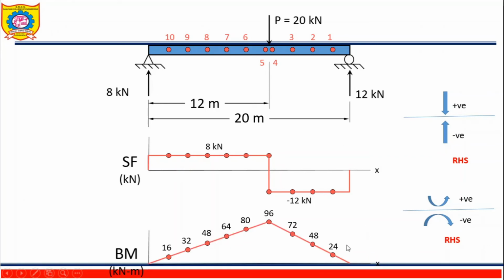At this point, the bending moment is 0. We have to find the bending moment above this point. In this diagram, it has shown the shear force and bending moment at the 2 meter point, and then the diagram is drawn. So likewise, we have to find the reaction first, then the shear force diagram, and finally the bending moment diagram.